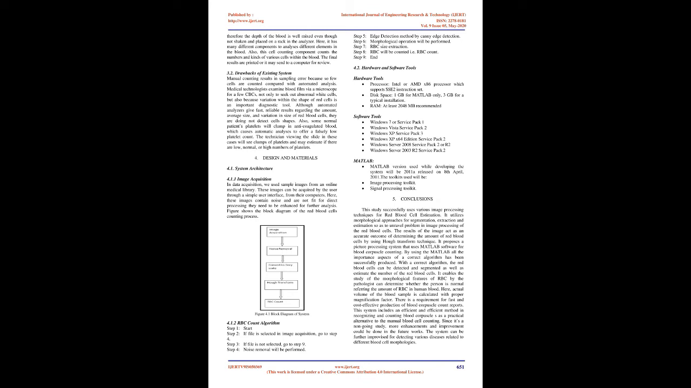3.2 Drawbacks of existing system. Manual counting results in sampling error because so few cells are counted compared with automated analysis. Medical technologists examine blood film via a microscope for a few CBCs, not only to seek out abnormal white cells, but also because variation in the shape of red cells is an important diagnostic tool. Although automated analyzers give fast, reliable results regarding the amount, average size, and variation in size of red blood cells, they do not detect cell shapes.